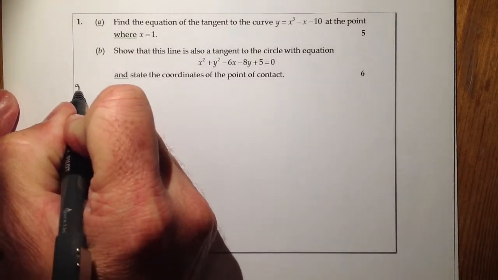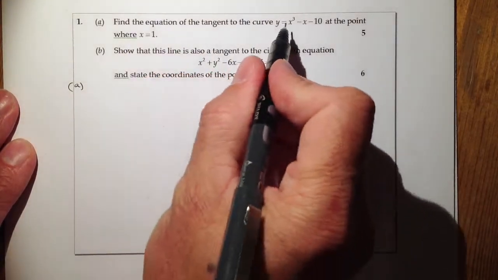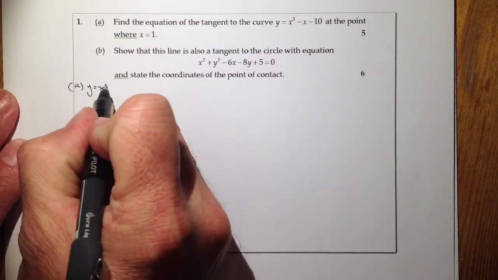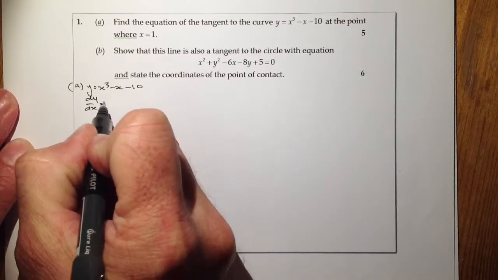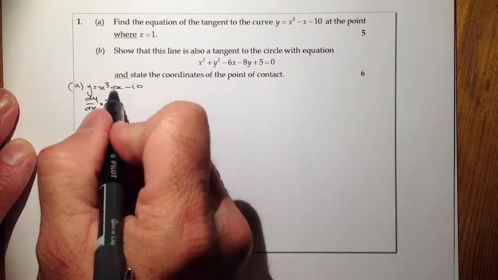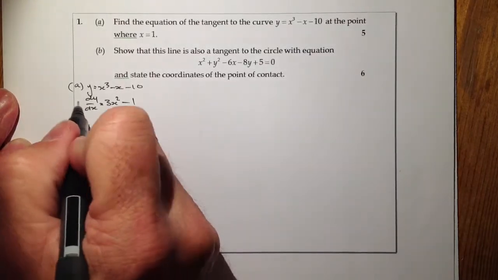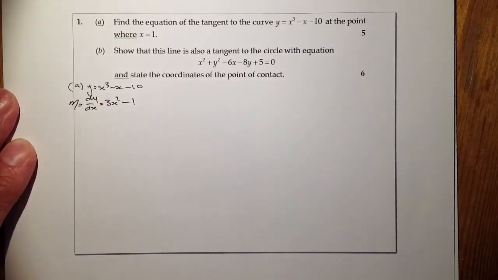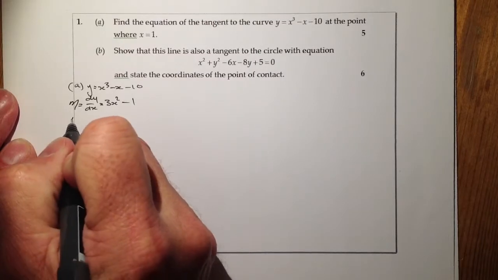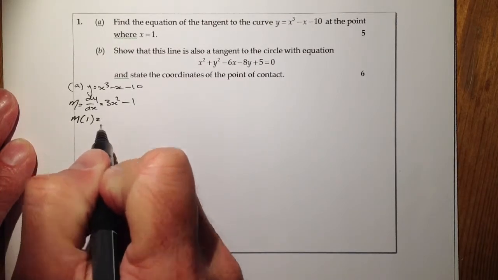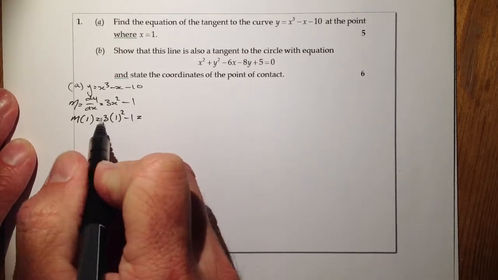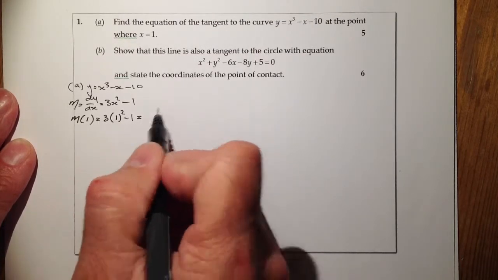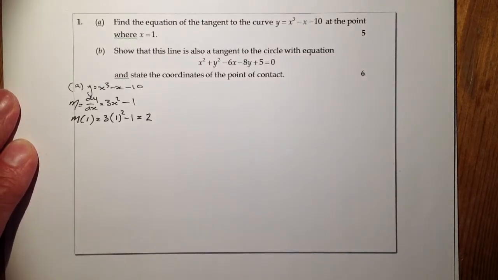Right, so for part A. Starting off with the equation, y is equal to x cubed minus x minus 10. We'll differentiate first, and that should give us 3x squared minus 1. So remember that that is my gradient equation. Right, so I'm going to substitute in the x value of 1, so that I can find out what the gradient's equal to. So 1 squared is 1, times 3, and taking away the 1 gives me 2. So the gradient is going to be equal to 2.